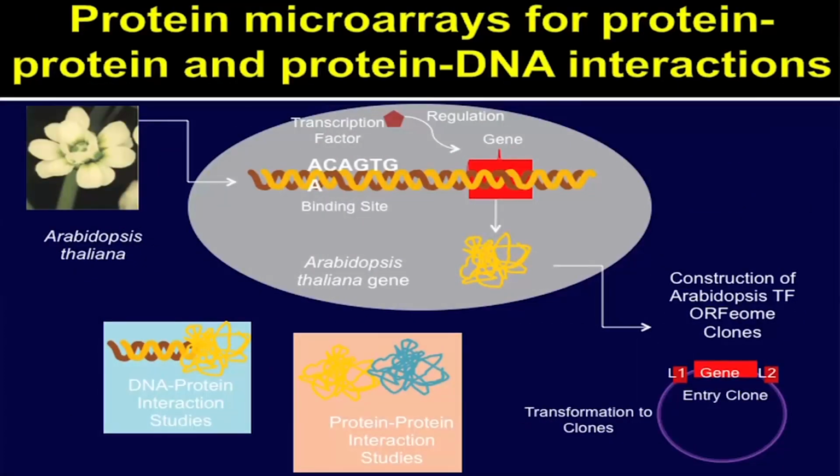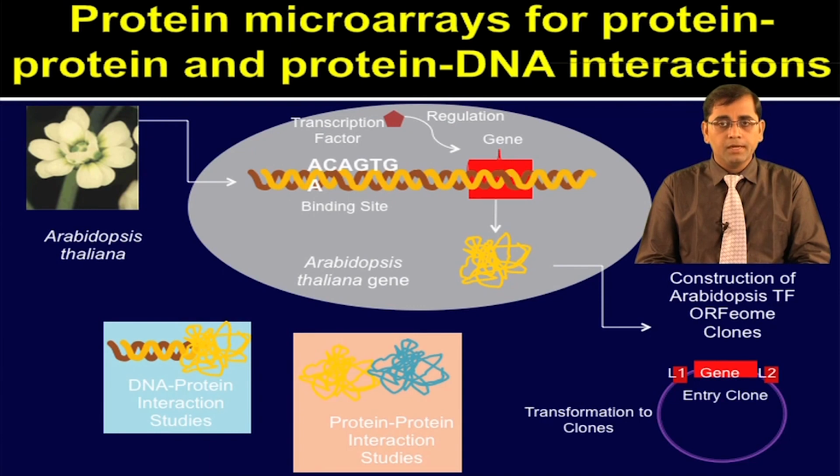In this study, authors generated an open reading frame expression repository and then used this system to generate protein microarrays based on the transcription factors of Arabidopsis. This slide shows you an overview of the steps involved in generating transcription factor Arabidopsis protein microarrays. From Arabidopsis, the authors generated an ORF repository of transcription factors, and these clones were transformed into various types of recombinant vectors, which were further used to purify the proteins.